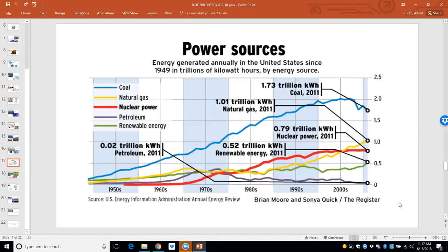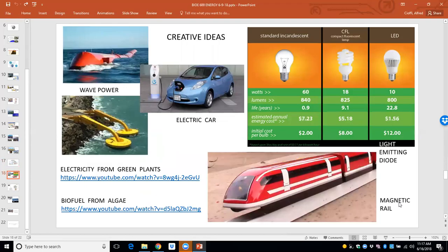Okay, moving forward now, a little bit into the present and the future, some creative ideas. First, to harness just the tide and the wave motion. These are two creative ideas that are implemented now. This is in the west coast of the United States somewhere.